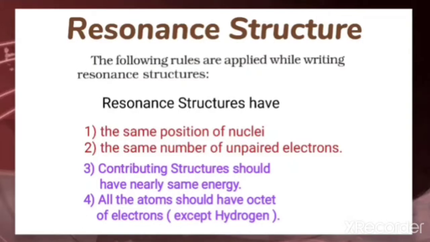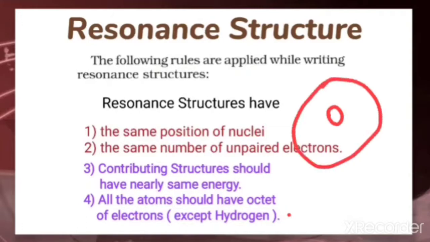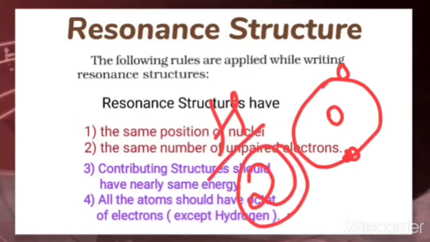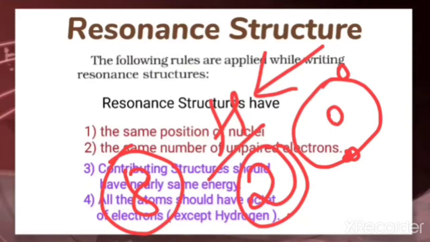That means all the atoms should have an octet of electrons, meaning 8 electrons surrounding them, except in the case of hydrogen, because we have learned that hydrogen has only a single shell and a maximum of 2 electrons can be accommodated. So hydrogen gets satisfied by getting 2 electrons. It will not have 8 electrons, but all other atoms become stable when they get 8 electrons. That is what is called an octet. So all the atoms should have an octet of electrons except hydrogen.